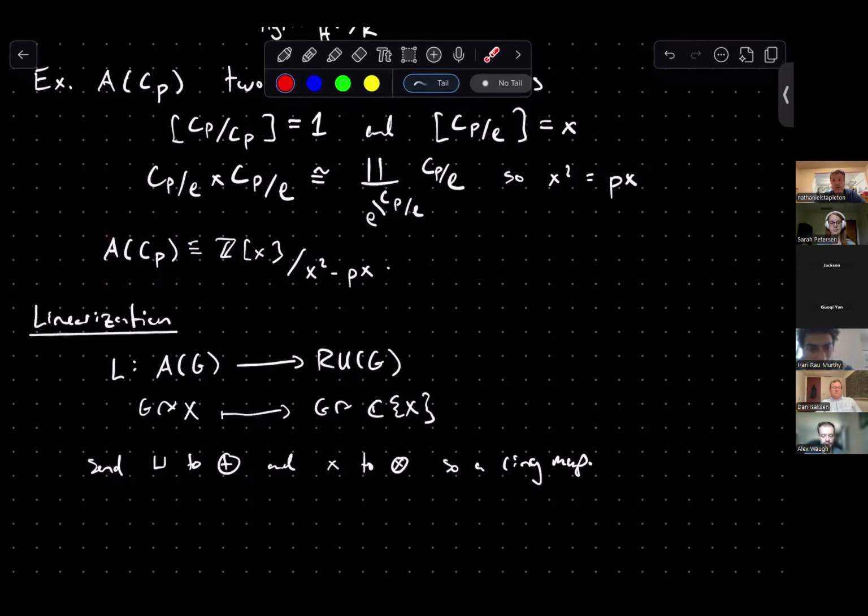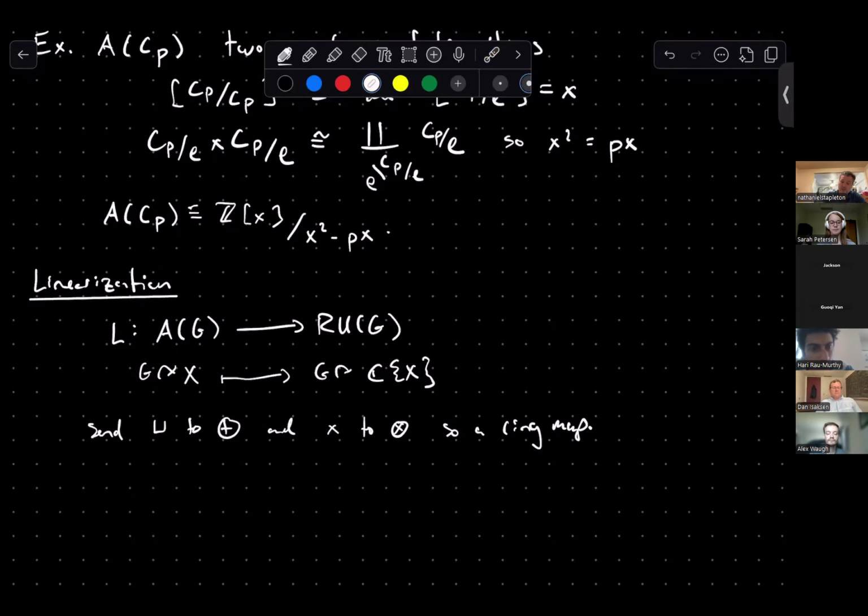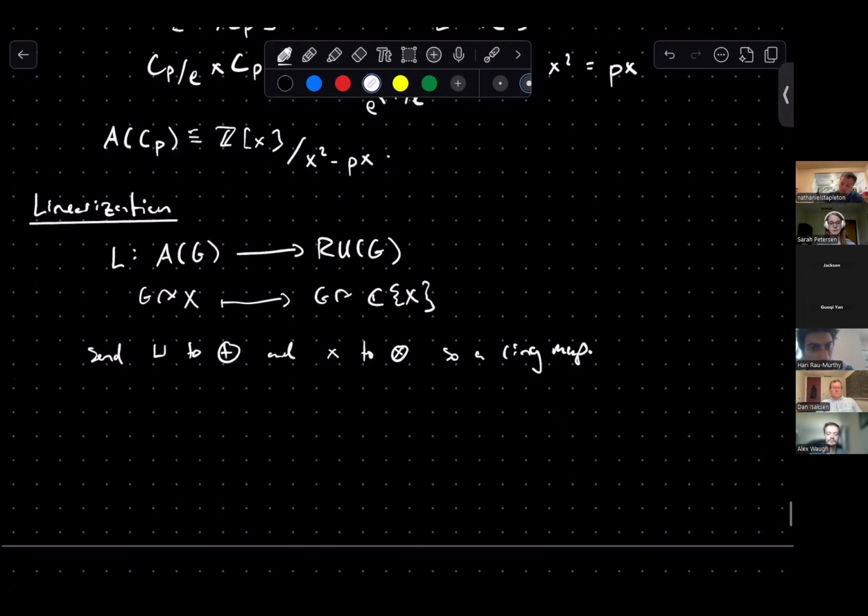In fact, it's very rarely an isomorphism, but it's also not necessarily injective because we could consider the case of C2 times C2, the Klein 4 group. So not necessarily injective or surjective.